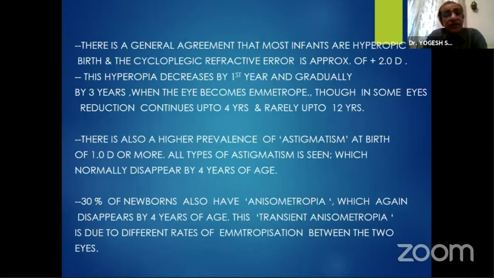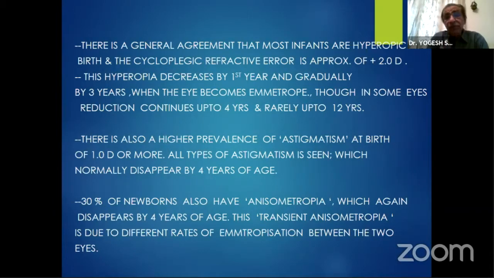Now, there is a general agreement that most infants are hyperopic at birth, and the cycloplegic refractive error is approximately 2 diopters. This is a normal concept that when the child is born, up to 6 months, this is the refractive state a child has. Now, this hyperopia, which is transient, disappears by the first year of life.